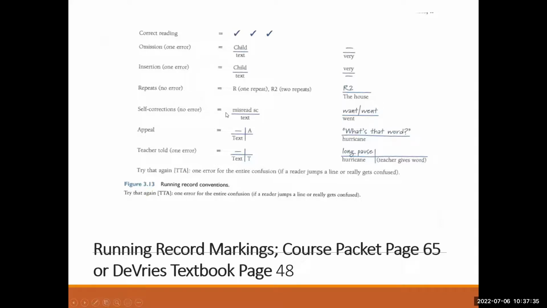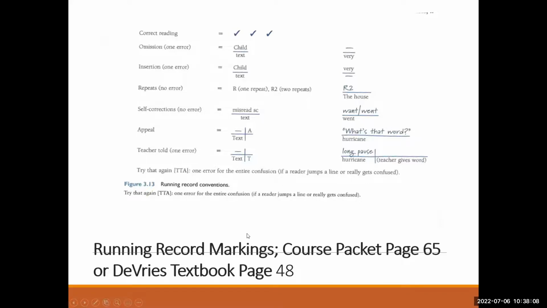Sometimes they'll self-correct. They'll say the wrong thing, like you'll see here, this is a substitution. They said the word, it should have been this, and then they realize it, and so they self-correct. So they said want instead of went, and then they realized it, and then they said went. So you can write want and then went, like they did, or you can write want and then a check mark to show that they fixed it, or you can put want and then SC for self-correct. Any of those three ways is appropriate.